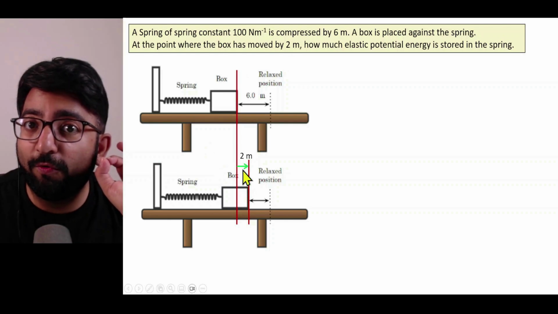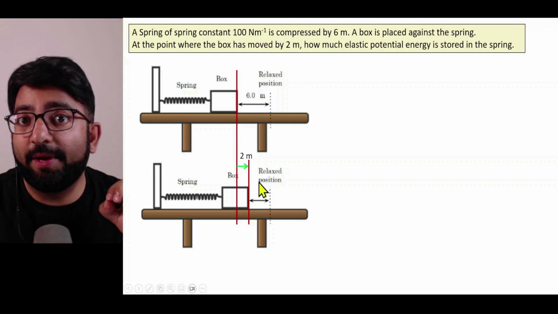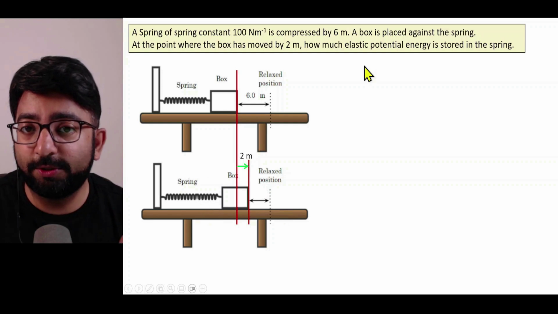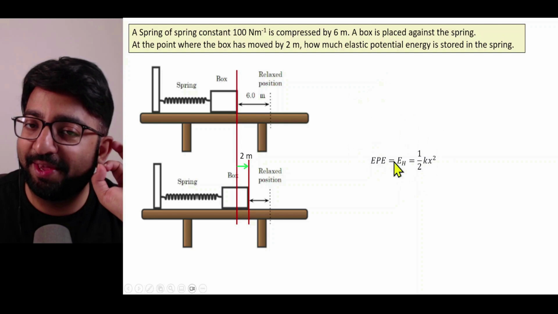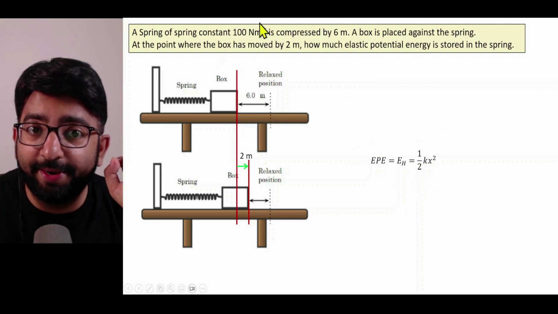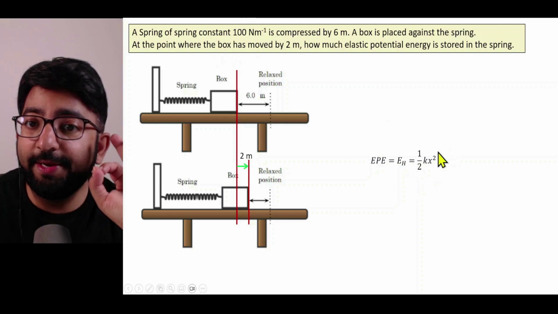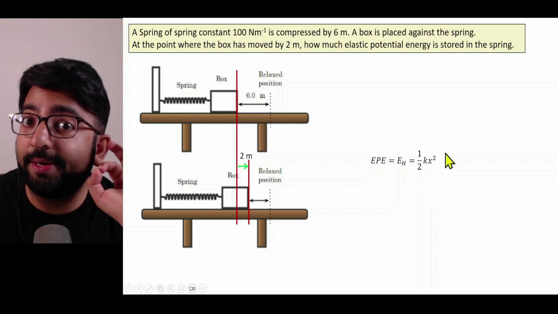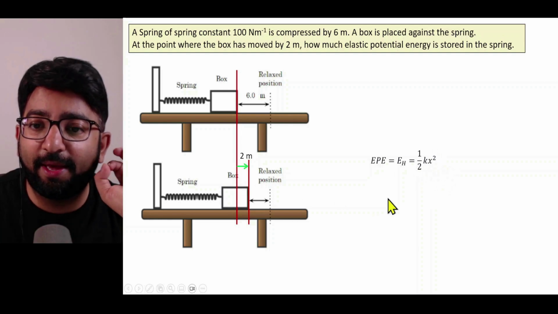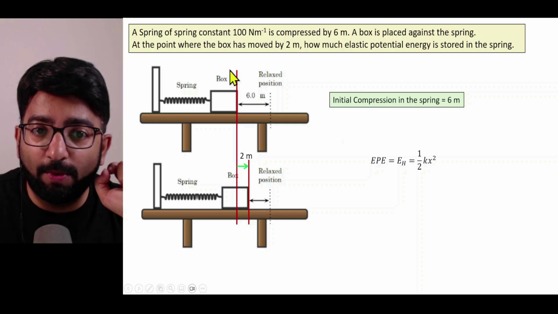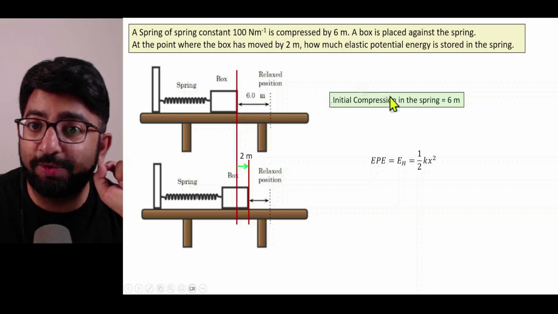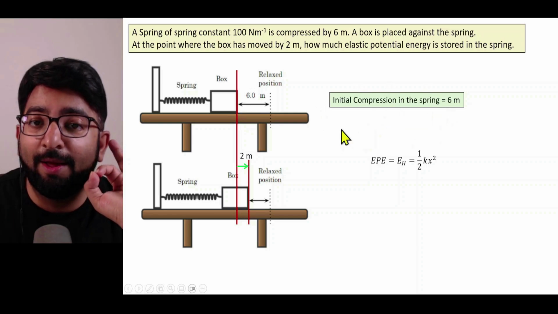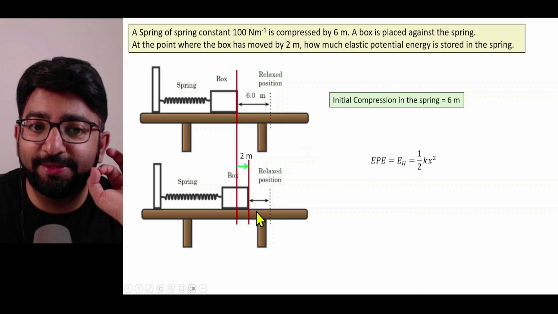Now the box has moved by 2 meters, which means there will be a change in the compression of the spring. And now we have to figure out the potential energy, which is half kx squared. The value of k is already given to us as 100. So all we need to figure out is the extension or compression in the spring in case 2. So initially in case number 1, we saw the spring was compressed by 6 meters. So initial compression is 6 meters. But what will be the final compression in case 2?